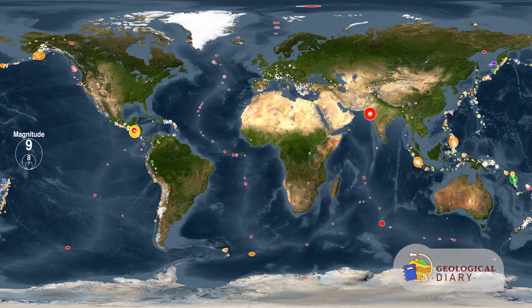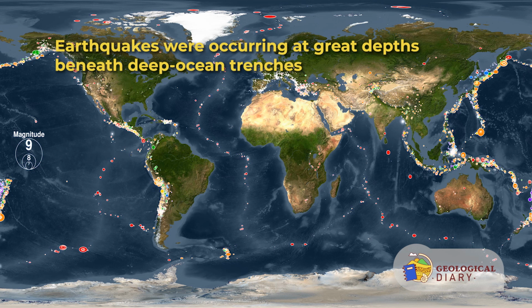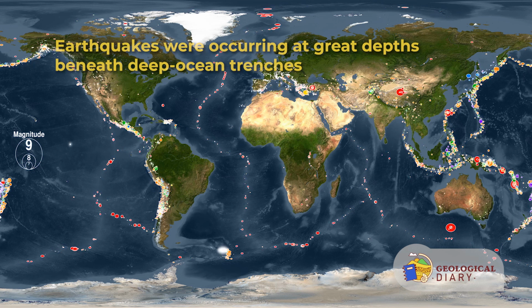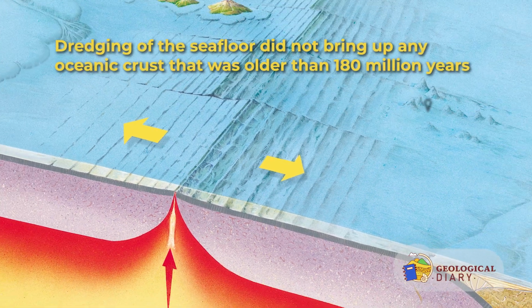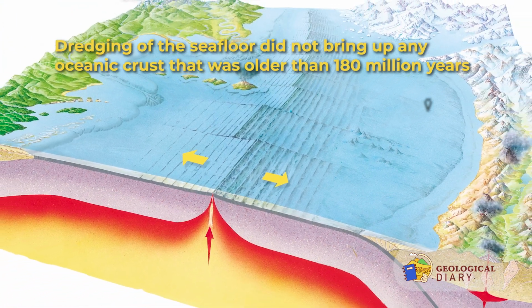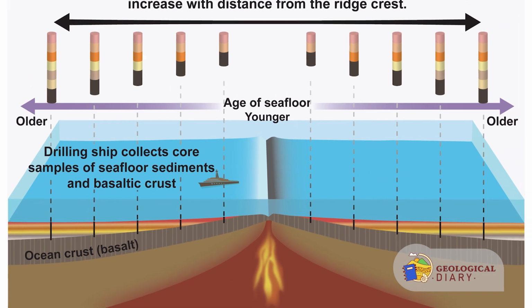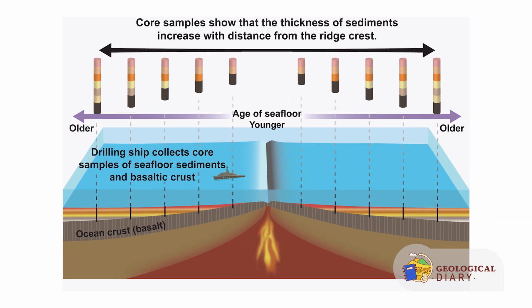Studies conducted in the Western Pacific demonstrated that earthquakes were occurring at great depths beneath deep ocean trenches. Dredging of the seafloor did not bring up any oceanic crust that was older than 180 million years. Geoscientists thought that sediment accumulations in the deep ocean basins were thousands of meters thick, but they found that the sediment thickness in the ocean basins was much thinner than they had predicted.